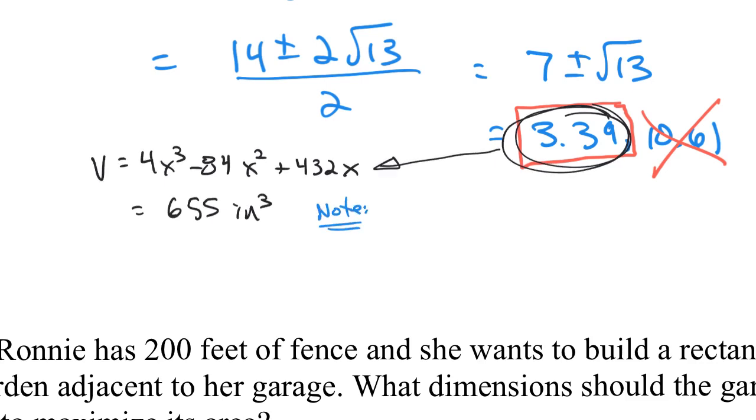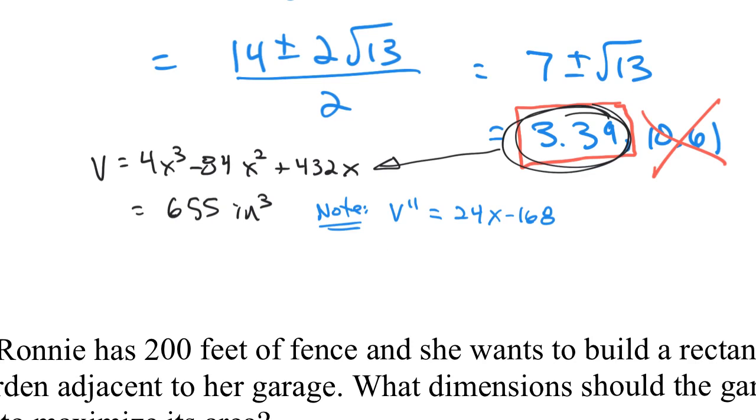If we take the second derivative, look back at our original derivative. Our original derivative, V prime, was 12x squared minus 168x plus 432. If I take the derivative of that, we get 24x minus 168. And what I'm mentioning here has to do with the second derivative test.